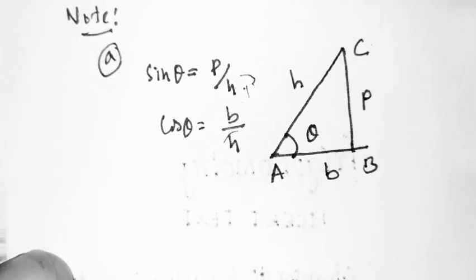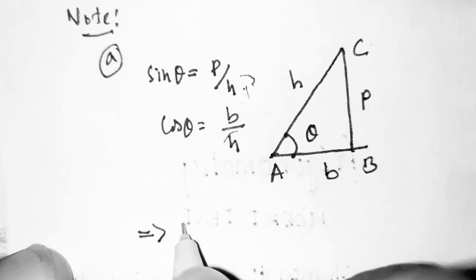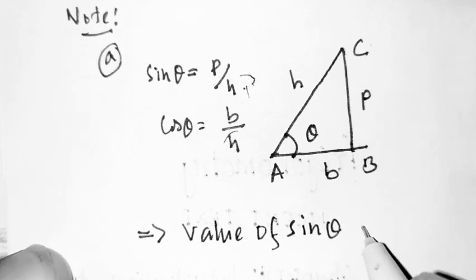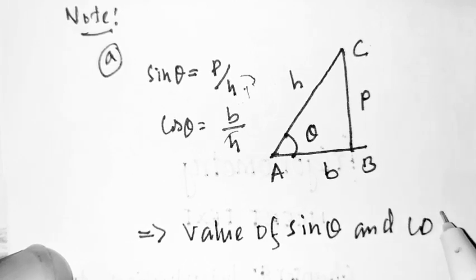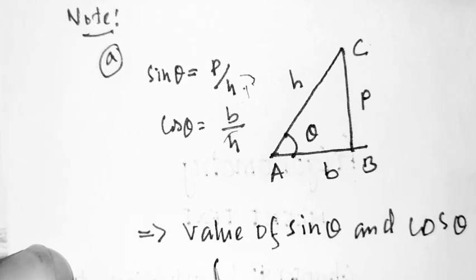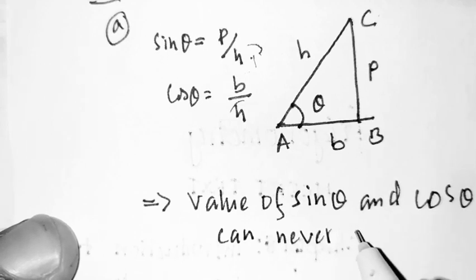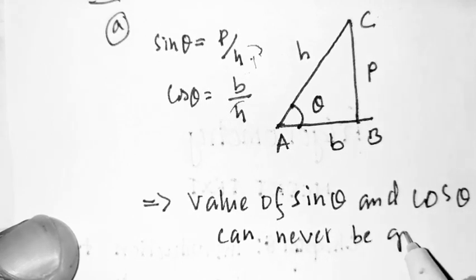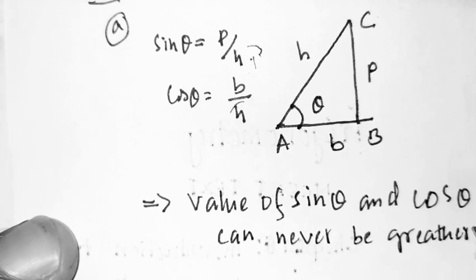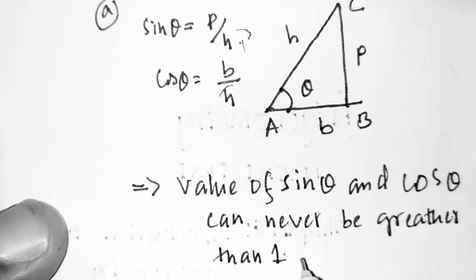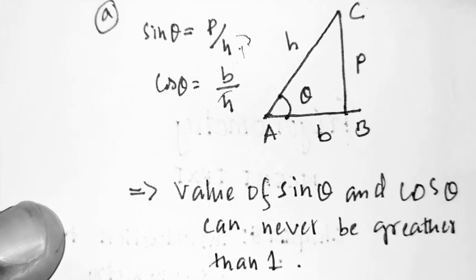So this is a very important concept. Let me note down here: value of sine theta and cos theta can never be greater than 1. So this is really a very important concept.